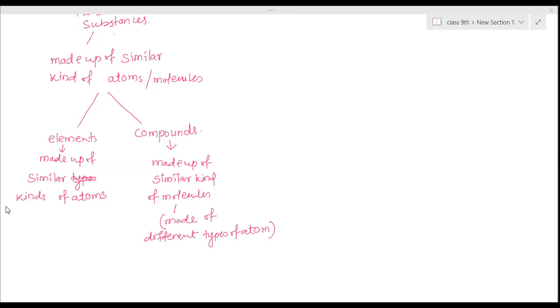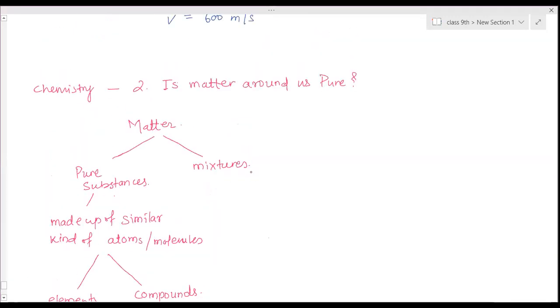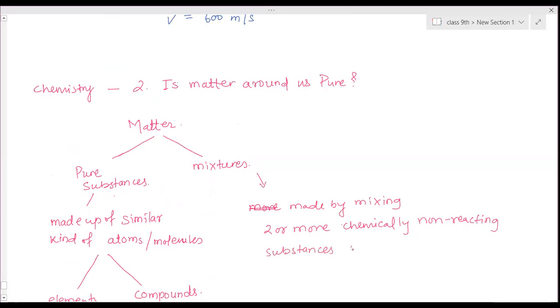Then what are mixtures? Mixtures are made up of 2 or more substances that are mixed physically, made by mixing 2 or more chemically non-reacting substances in any proportion. The proportion is not fixed.